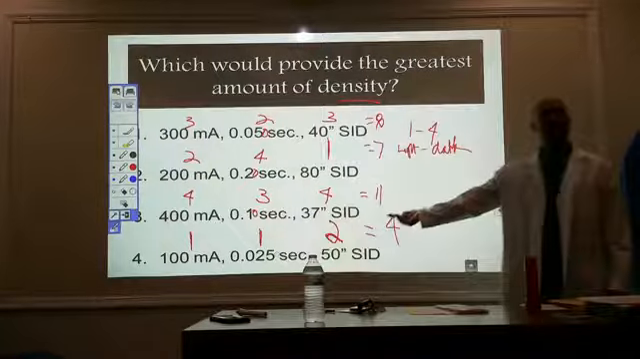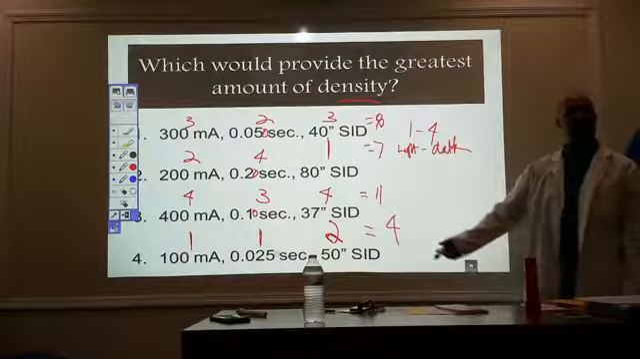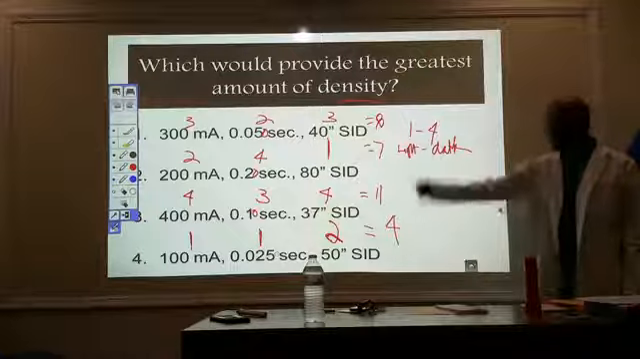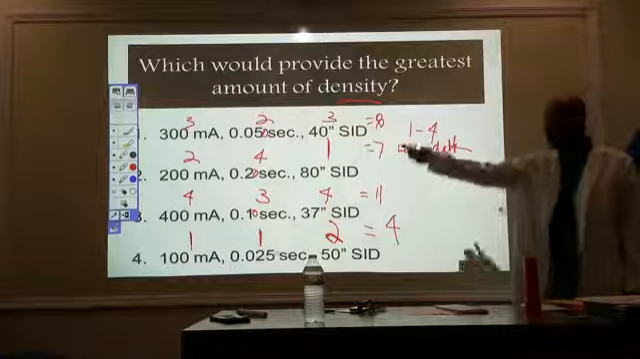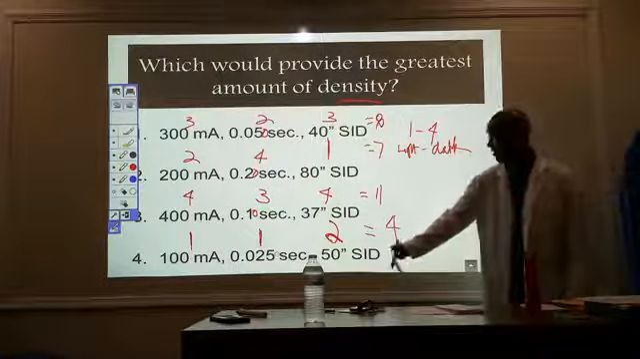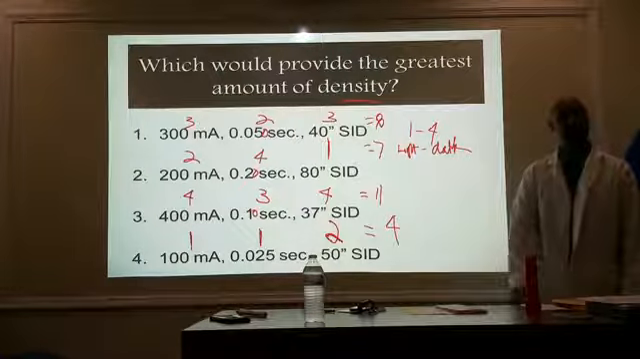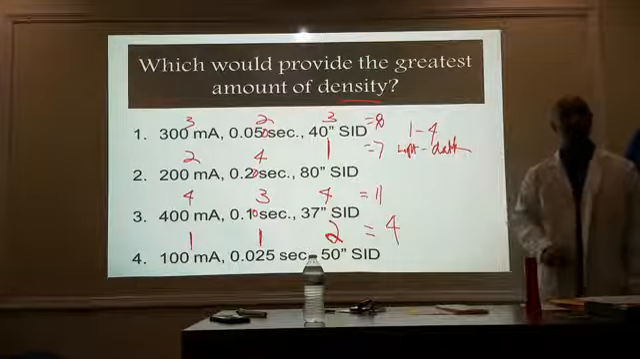Now, what if my question said the least amount of density? Number 4. After we figured it out, we should be able to know which one it is now, right? So yes, number 4 is going to give us the least amount of density. Read the questions closely.